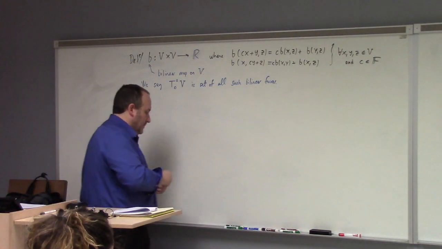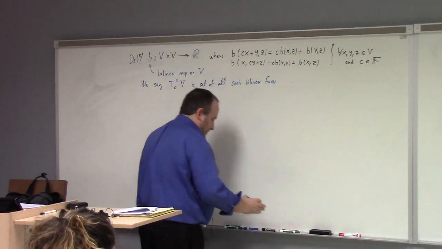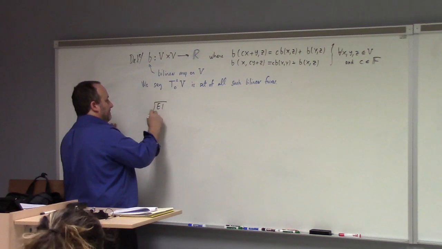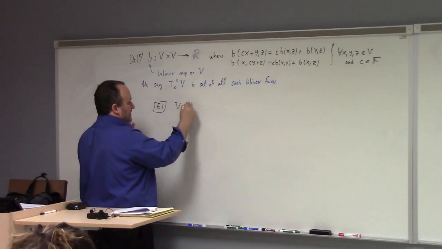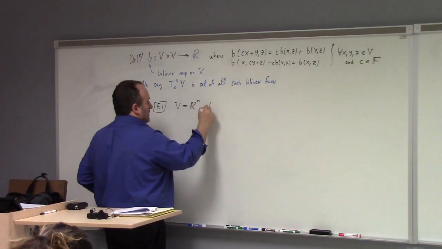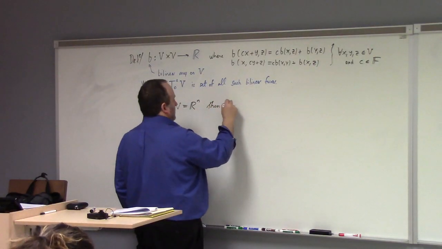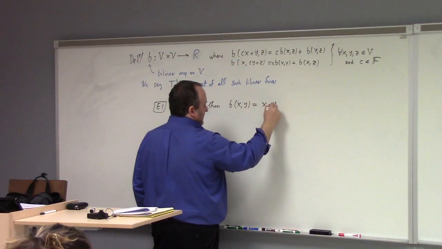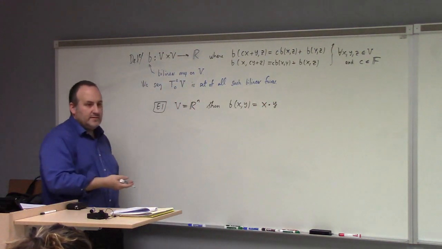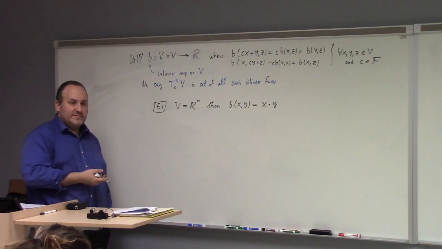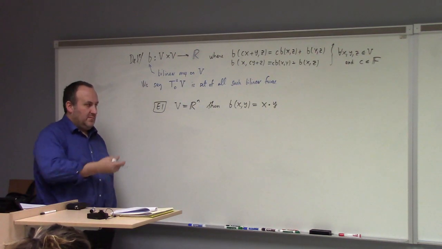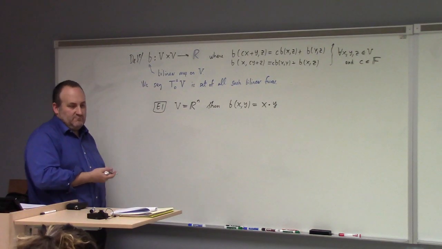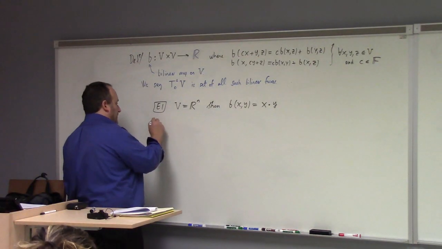So I guess I'll get us started out with a couple easy examples. Example 1, if the vector space is just Rn, then we can do B of x comma y is just equal to x dot y, right? The dot product defines a bilinear form on Rn. It's definitely linear in both the x and the y input, right? So there you go.